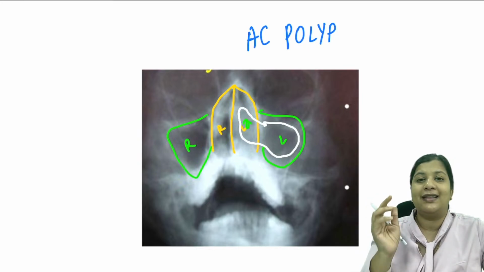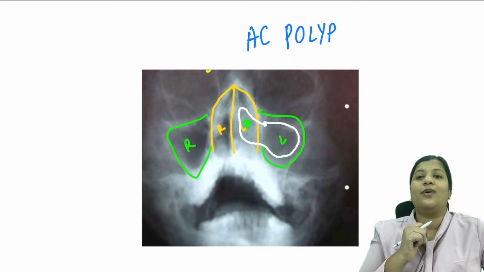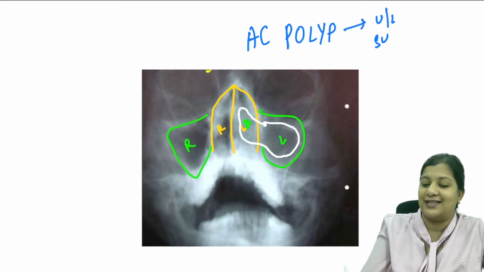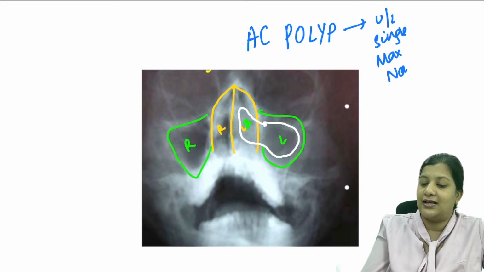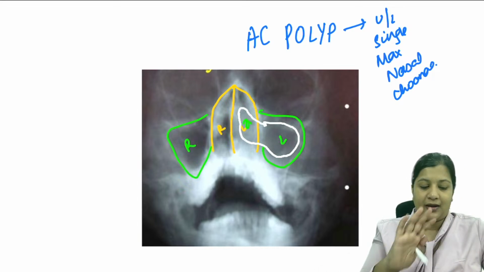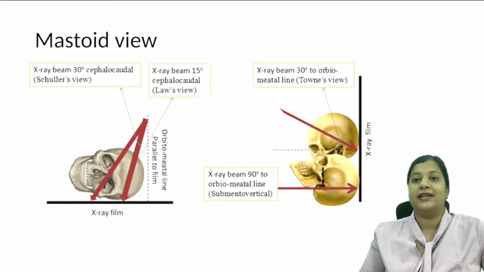Here we are seeing that the haziness is continuous with that of the maxillary sinus, which is why we take the diagnosis as antrochoanal polyp, because we know this is unilateral, this is single, this originates from the maxillary sinus, goes into the nasal cavity, and from there it goes to the choana. So this one we take as antrochoanal polyp. Got it, everyone? Now let's see some of the X-rays for the mastoid.